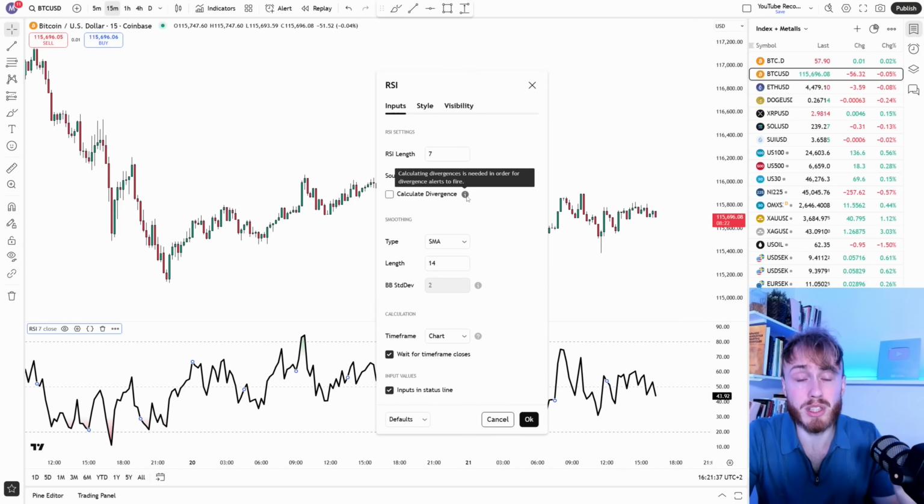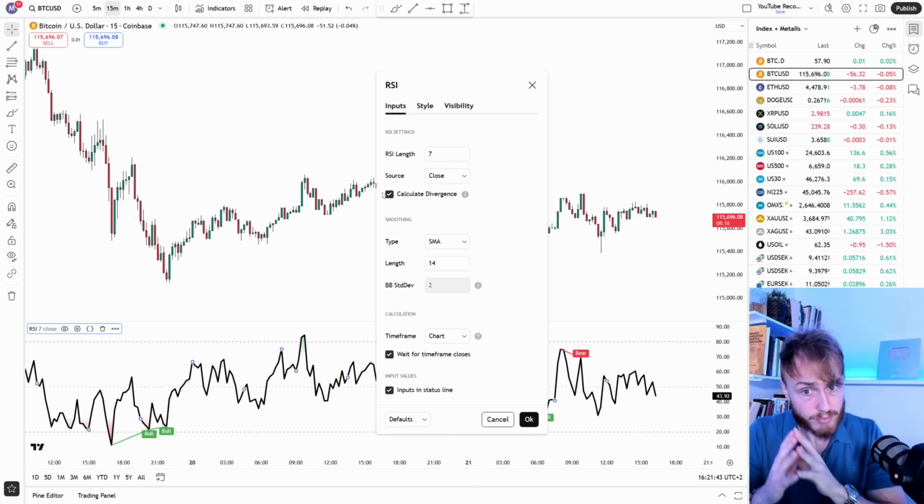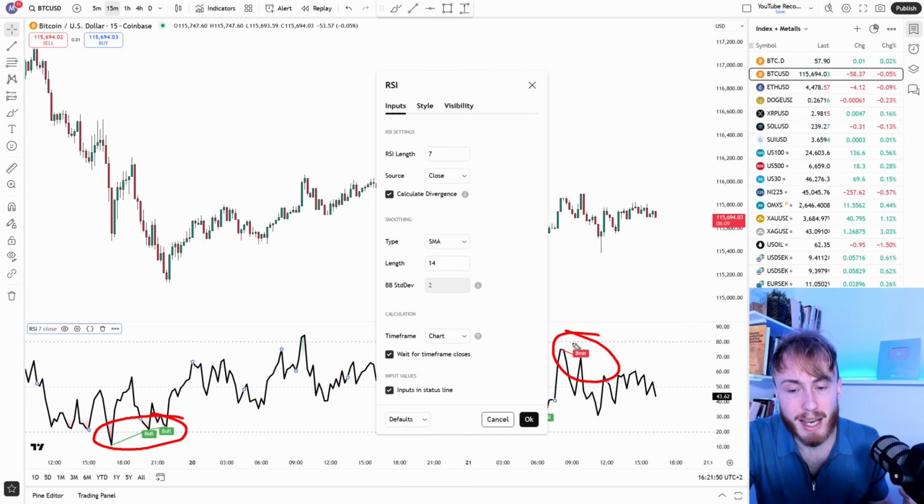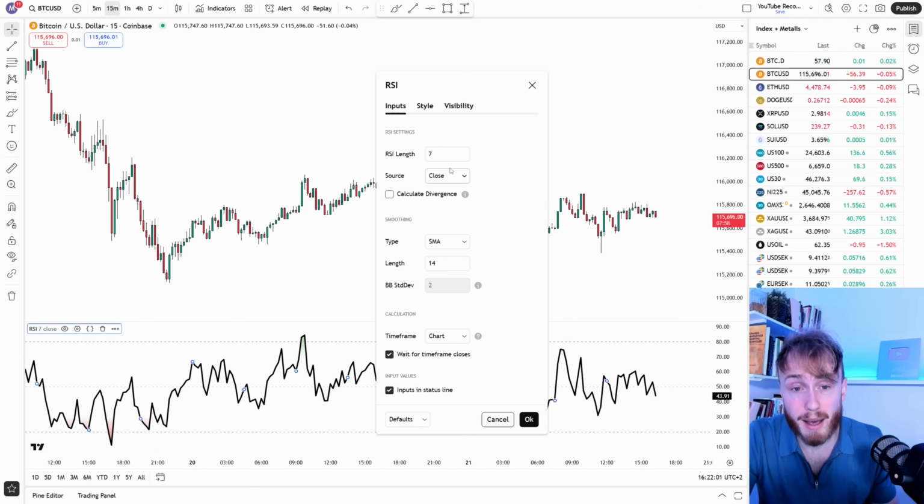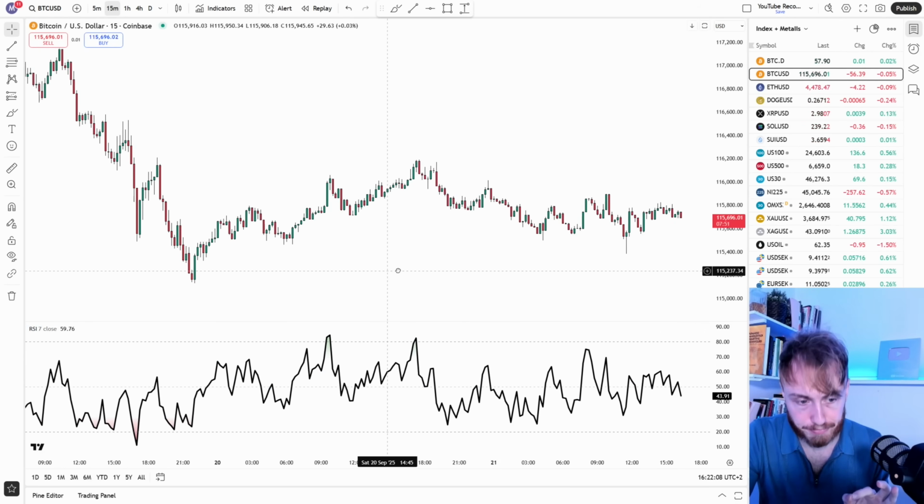Another setting you can use is this one right here where it says calculating divergences. When you check this one in, you will see multiple divergences appearing on the chart. You can, for example, see that we have bull divergences here and bear divergences here. But one problem with this setting is that you will get many false signals. So I highly recommend to learn about divergences on your own, definitely before you start using that setting. So I'm actually good for now, and I'm gonna press OK.